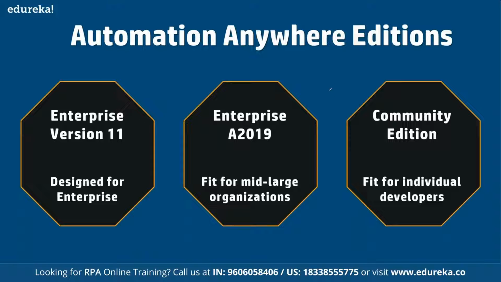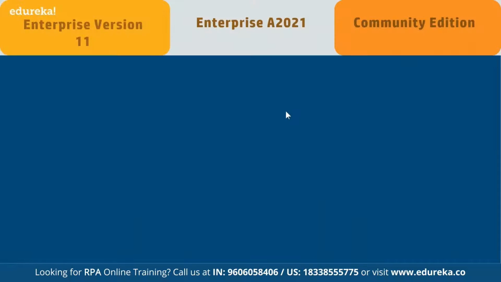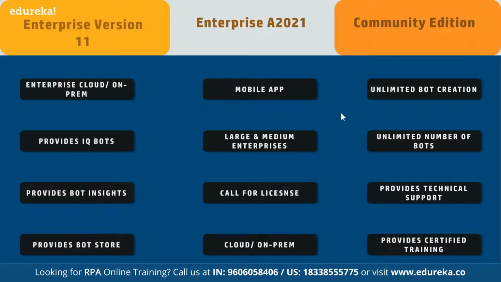So this is the Automation Anywhere Community Edition. So here we have the features, or the differences between different editions. So version 11, it is available on enterprise cloud or on-prem. It provides something called IQ bots. These are cognitive bots. Cognitive bots means, given different types of invoices, these bots will automatically be able to extract the information from those invoices irrespective of the format that those invoices carry.